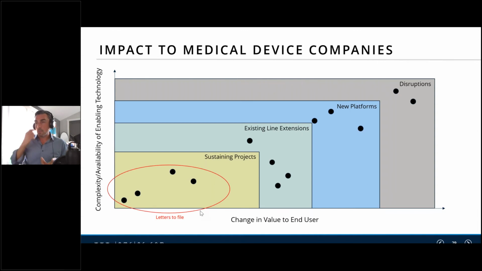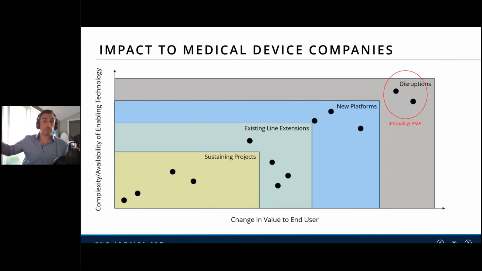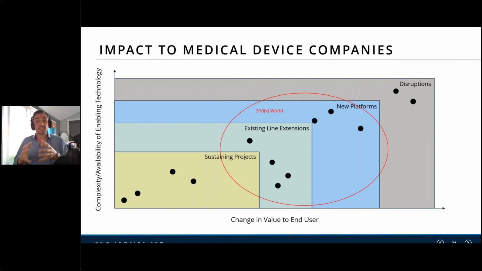So a normally well-balanced product portfolio is going to look something like this, right? You're going to have projects in each one of these categories because you want to cover all your bases. The stuff down here in your sustaining projects are typically going to be letters to file, right? They're going to be things like, again, manufacturing change or cost savings. Up here in the upper corner, these are your disruptions. These are more than likely going to be PMAs. These are going to be products that no one's seen before, including the FDA. You're going to have to come in and prove yourself from scratch. And then historically, this is 510K world, right?